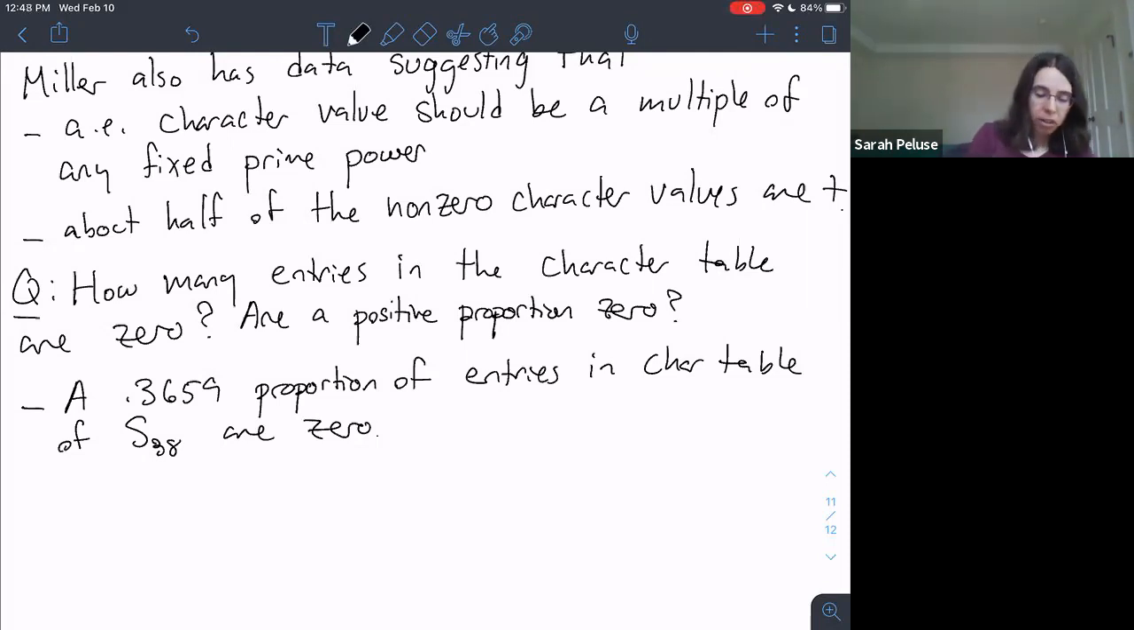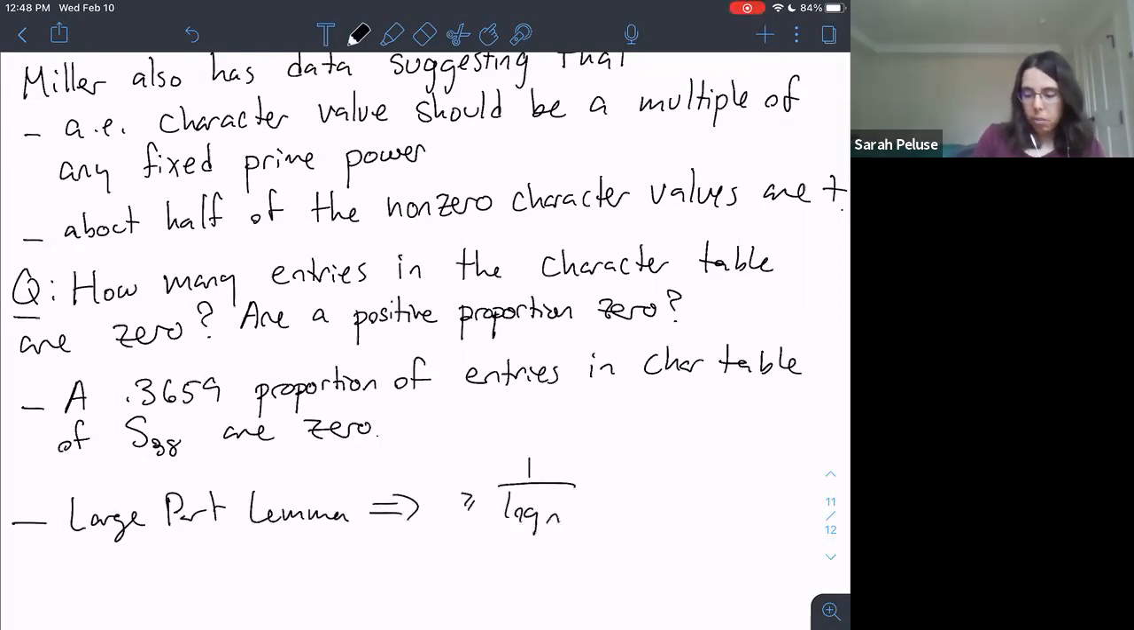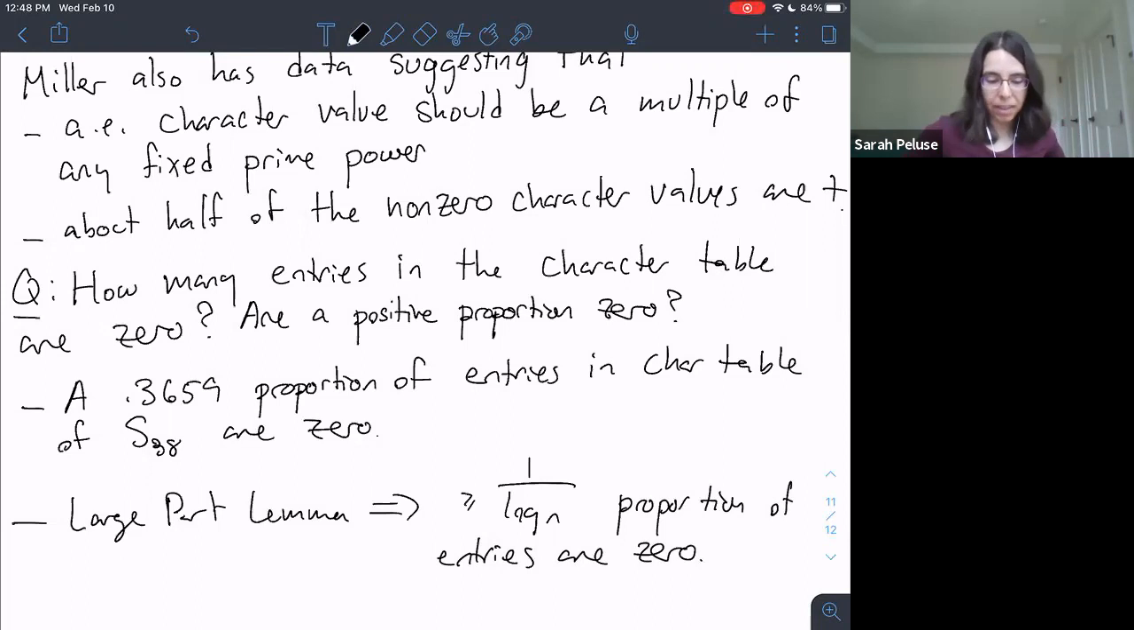So from the large part lemma and Erdős and Lehner's work, it follows that at least a 1 over log n proportion of entries are zero. I think this is the best lower bound that's known for the number of zeros.